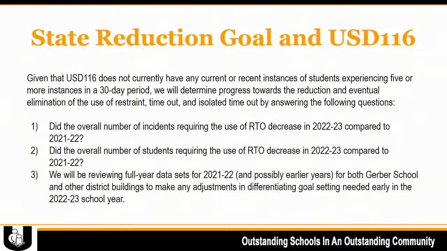Since, as I said before, we don't have any current or recent instances of students having 5 or more in a 30-day period, and we work with some other school districts, we're all pretty much in the same place in terms of what our goals will be, especially since we don't even have quite a baseline yet, since we don't have a full year's data. But basically what we're going to do in the next year is look at the overall number of incidents requiring use of RTO, looking for a decrease in this upcoming year compared to this year, and also the overall number of students requiring RTO compared to 21-22. As I said, we'll be reviewing those full year data sets and maybe possibly earlier years for both Gerber School and other district buildings, and make any adjustments and differentiating goal settings early in the next school year.